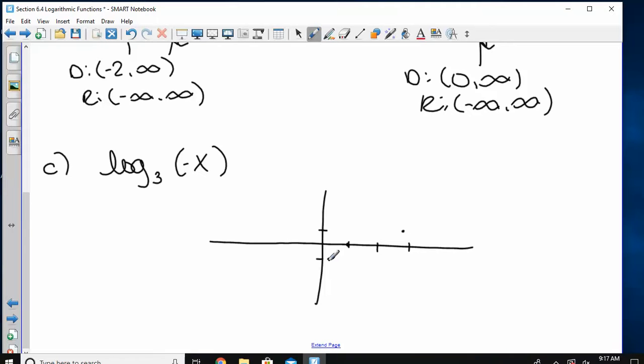So if we take this parent function, if I put a negative on my x, what would that do to your graph? Over the y-axis. It's like making your x's negative. So if your x was +1, it becomes a -1.